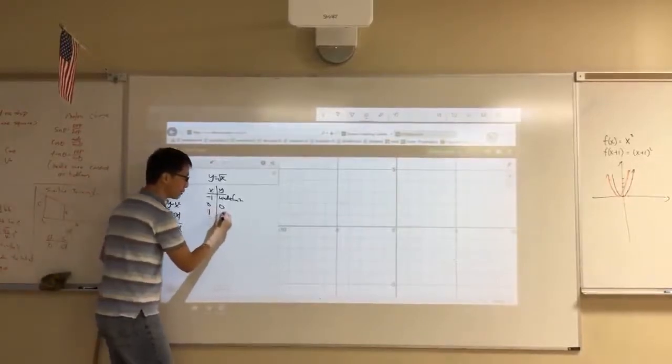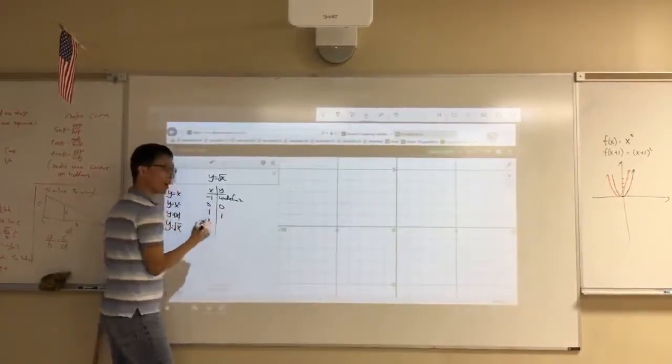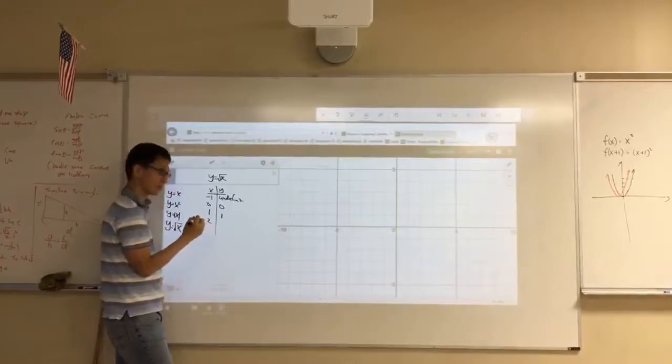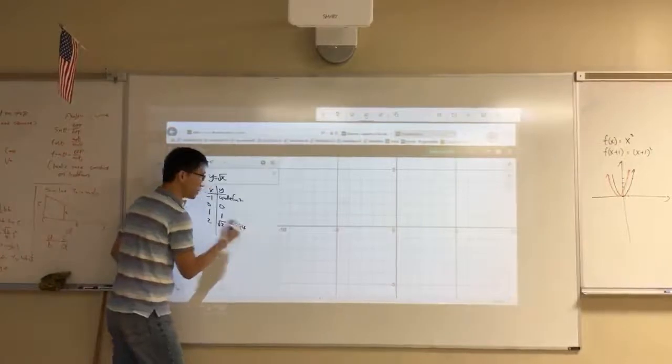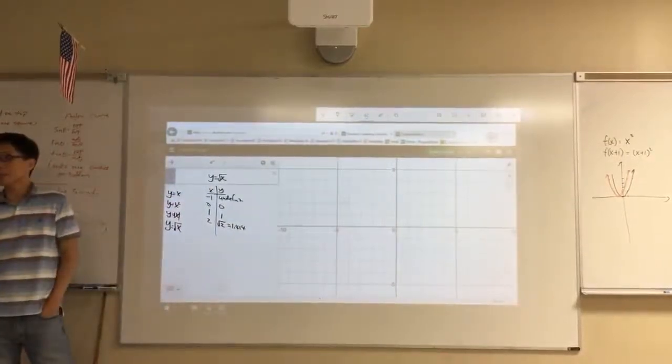Putting 1 is what? 2 is what? 1.1, no, 1.414. Square root of 2, good. Square root of 2 is equal to 1.414. That's a good number to memorize.